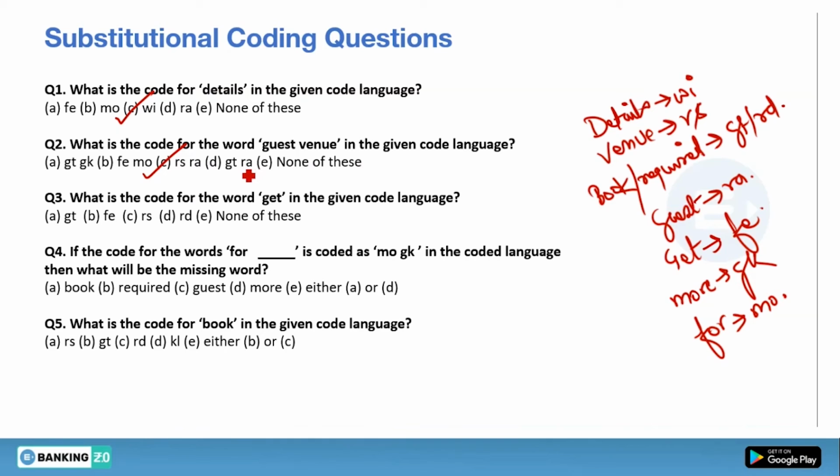Okay, that is why the answer should be considered correct. Shuffling will not affect our answer. Now, what is the code for the word get in the given code? Get means FE. Okay, so option B is correct.